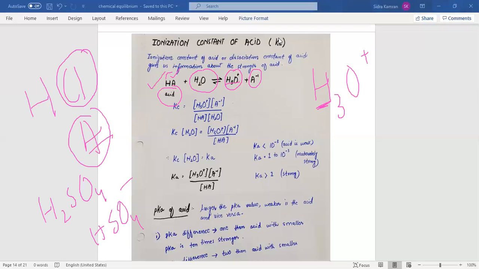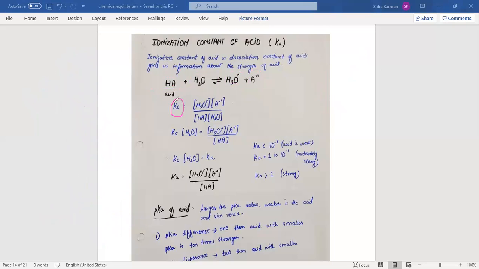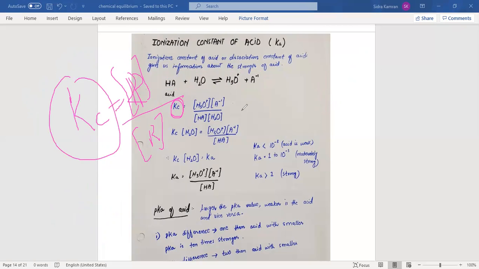Here you can see the chemical equilibrium expression. Kc represents the equilibrium constant. As we know, the equilibrium constant equals the concentrations of products over the concentrations of reactants, with the products at the numerator and the reactants at the denominator. So the products are the hydronium ion and A negative. Here you can see the concentration of hydronium ion, the concentration of A negative, divided by the concentration of acid and the concentration of water.